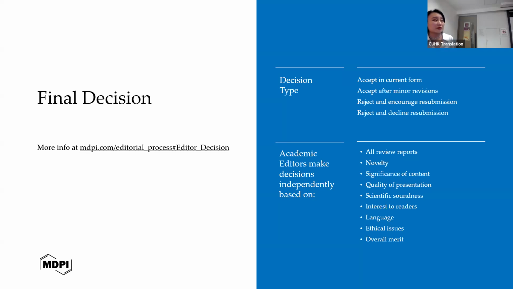But if there are some major problems like lack of experiments or lack of some important information, there will be a reject and encourage resubmission until your paper is fully advanced to the required standard. And the last one, which is the most unlucky one, is reject and decline resubmission. It means that there are serious problems in the paper, so it will be rejected. And our academic editors will make the decisions based on several aspects, not only all the review reports, but also the responses from the authors, and also novelty, significance of content, quality of presentation, scientific soundness, interest to readers, the language, ethical issues, and the overall merit.